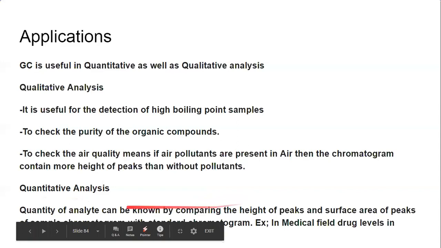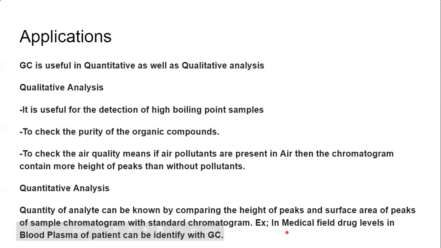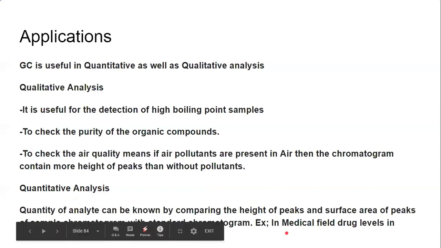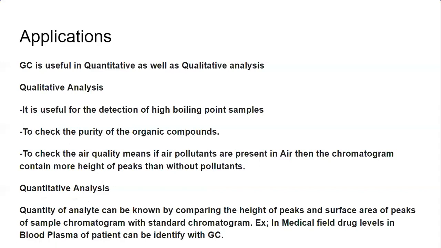Next, quantitative analysis. Here also, by means of the height of the peak and the surface area of the peak, we can identify the amount of substance. Generally, we use this technique in drug trials, particularly in the medical field. Drug levels present in blood plasma can be detected by using this gas chromatography.